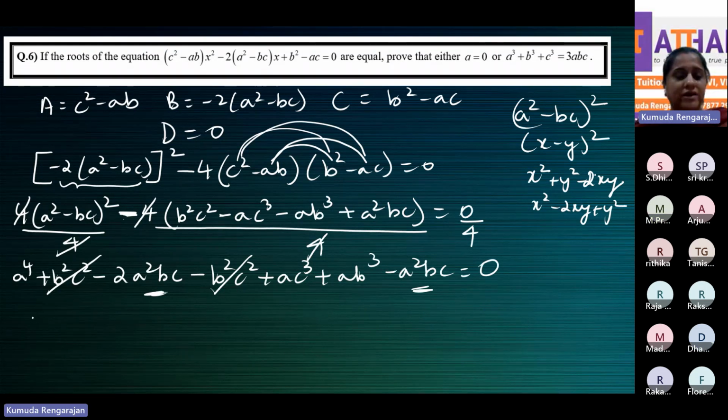Okay, fine. So now we'll write A to the power 4 first. Then we'll write this one, which has B, then this one, then this one, which has C.